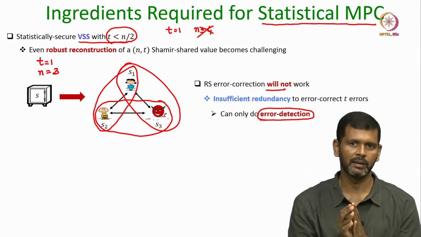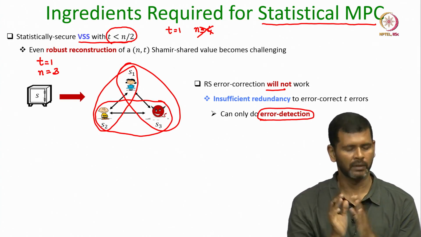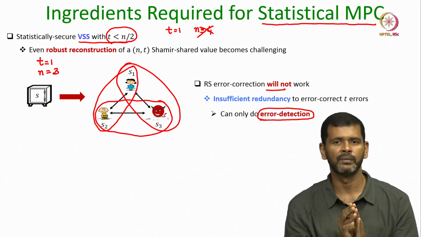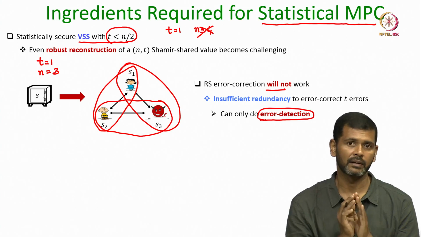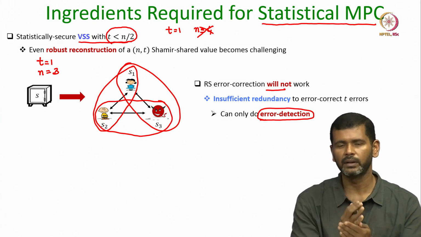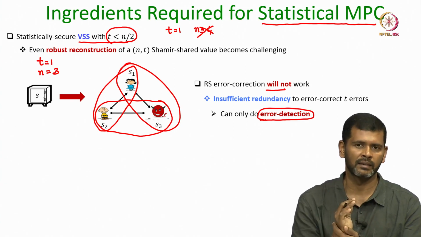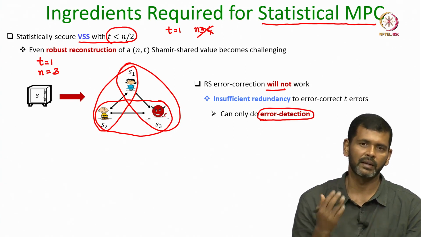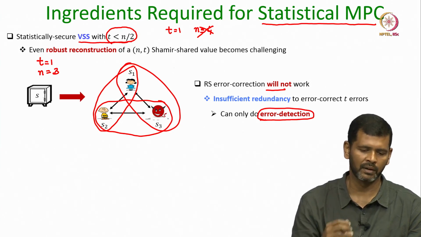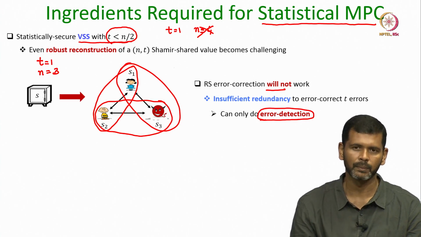That means among these 3 shares, definitely one share is corrupt, but you will not learn which is that corrupt share. Whereas error correction means you not only find out that an error has occurred, you also identify where exactly the error has occurred. And for doing the error correction, we need more good shares, the right shares, which is not happening in this particular example.